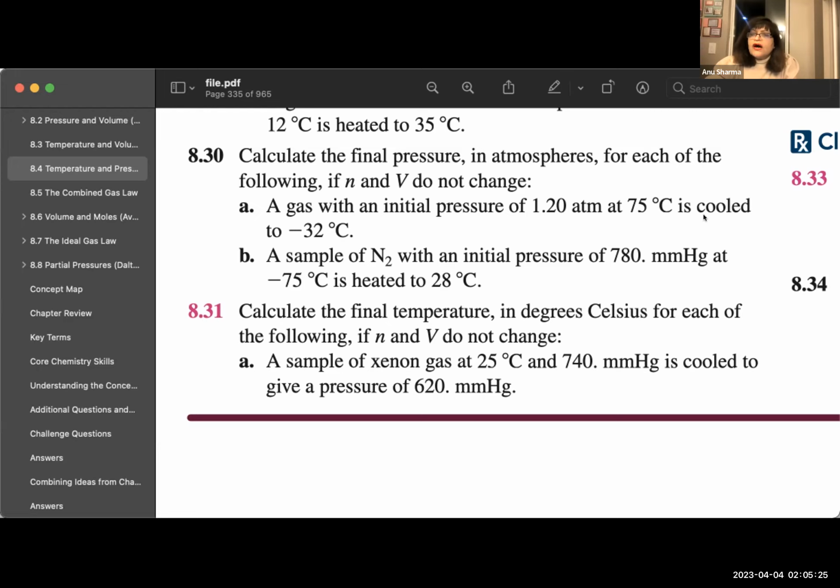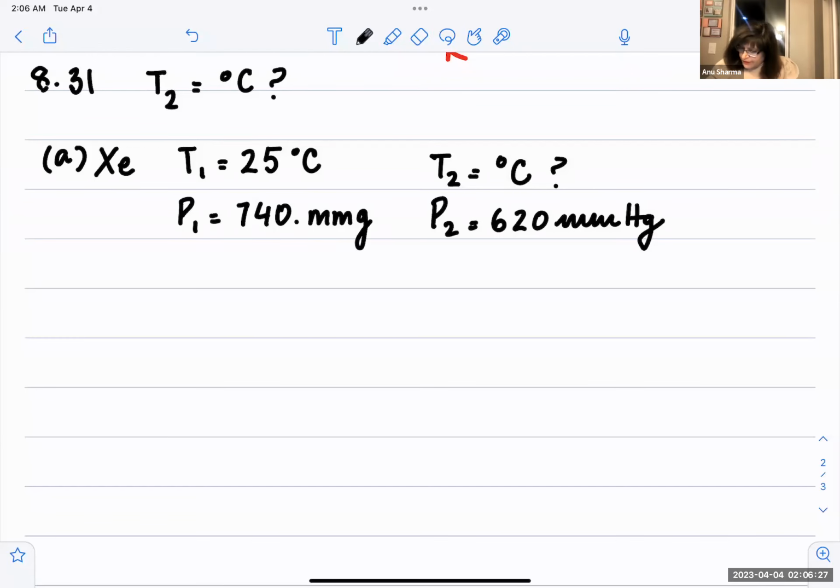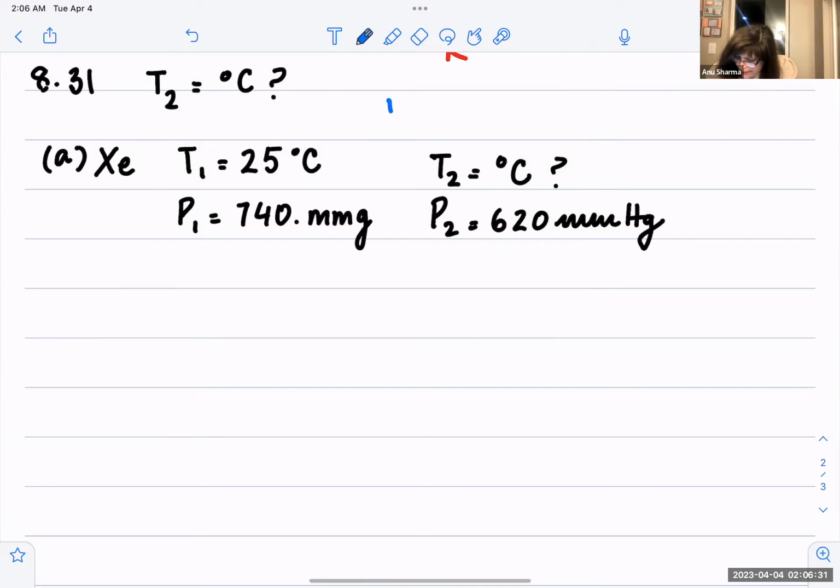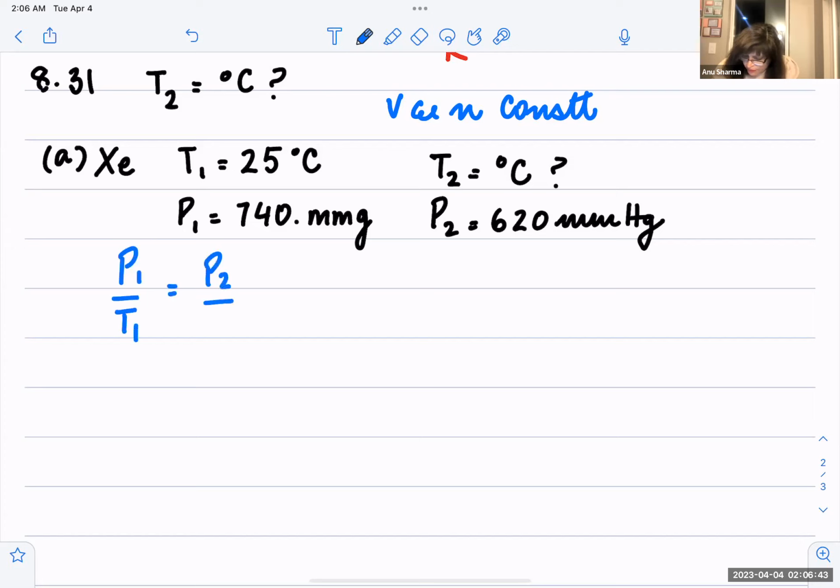Okay, so let's write this problem. Here we have written the problem, and now let's solve it. Since the volume and the number of moles are constant, meaning they are not changing, we know the formula is P1 over T1 is equal to P2 over T2. And that is the Gay-Lussac law.